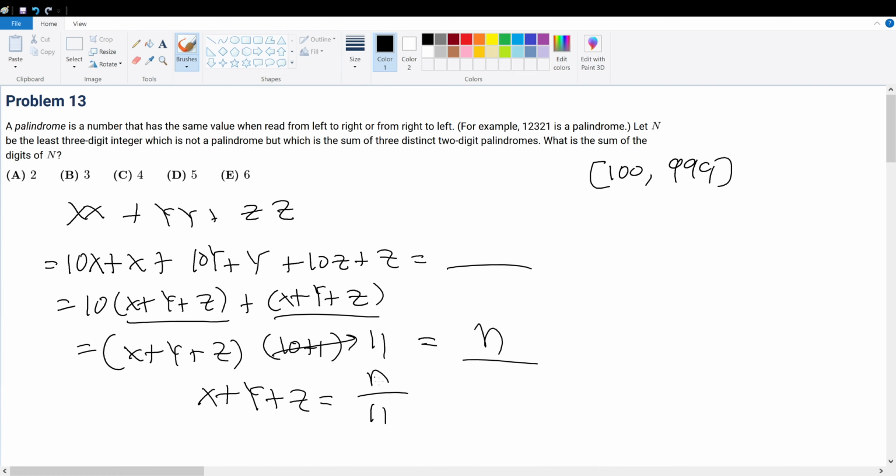So we're trying to find the sum of digits of n, so we must find what this n is. But we also know one special thing about n. n is the smallest number that is not a palindrome. So in other words, n must be 11 times m, where m is a constant, like 1, 2, 3, and when multiplied together, it must not only satisfy being a three-digit number, but it also must not be a palindrome.